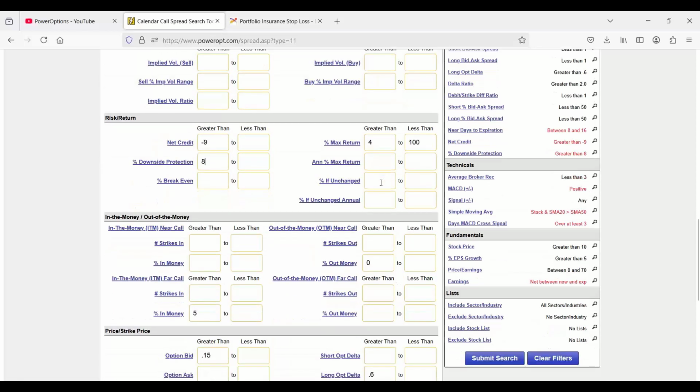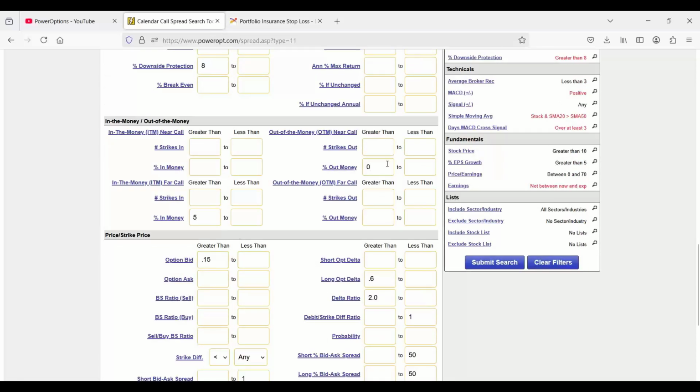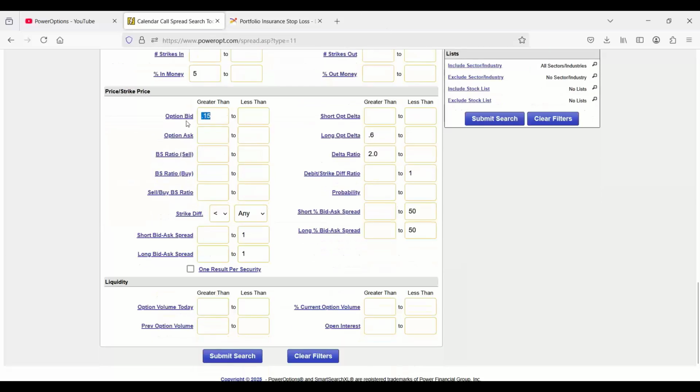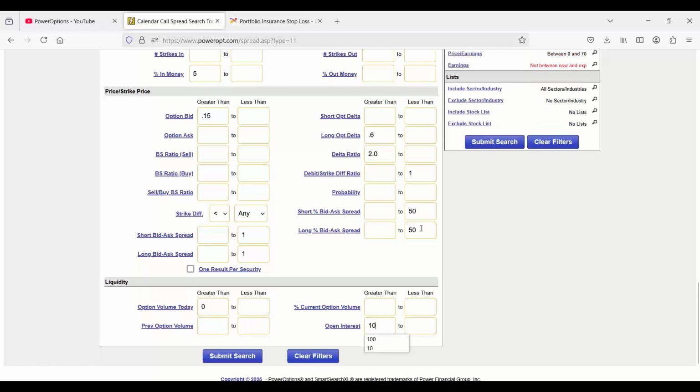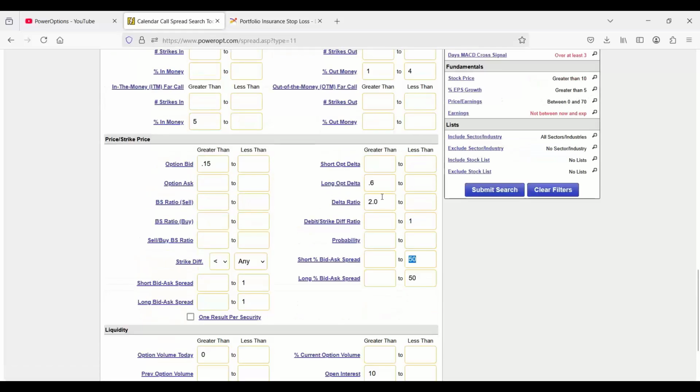Max return, I'm going to leave at the 4. As I said, range out of the money. Yeah, we're going to put this up to percent out of the money, 1 to 3, for example. Oh, no, sorry, folks. 1 to 3. 1 to 2 weeks out, 1 to 4. And I am going to be 5% in the money. A little bit of the option bid. Hey, option volume today, I want to see contracts that had some activity. And I could put a basic open interest, say, of 10, 15, or 20. Okay? I'm going to leave my bid-ask spread things here.